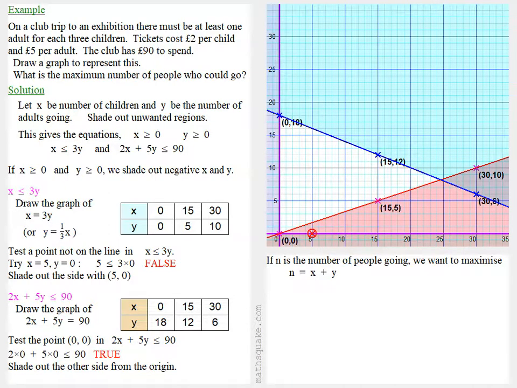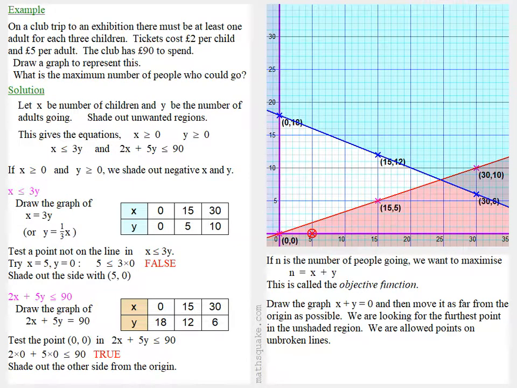Now, let n be the number of people going. So we have n = x + y, and we want to maximize n. This equation is called the objective function. Now to maximize n, we draw the graph of x + y = 0, and then move the line as far away from the origin as possible. We're looking for the furthest point in the unshaded region. We are allowed points that are on unbroken lines.